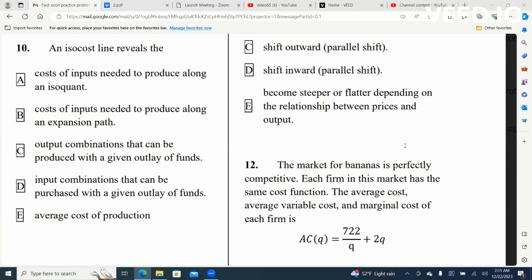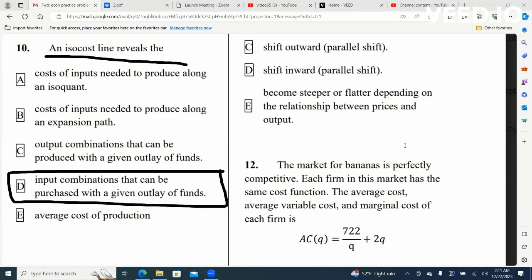Okay, so starting on D here. Like we said, sometimes the easiest stuff is just in another language. An ISO cost line reveals the answer is D. It shows input combinations that can be purchased with a given outlay of funds. We're talking about W and R because it's not always clear to people what that is. But what are they talking about?